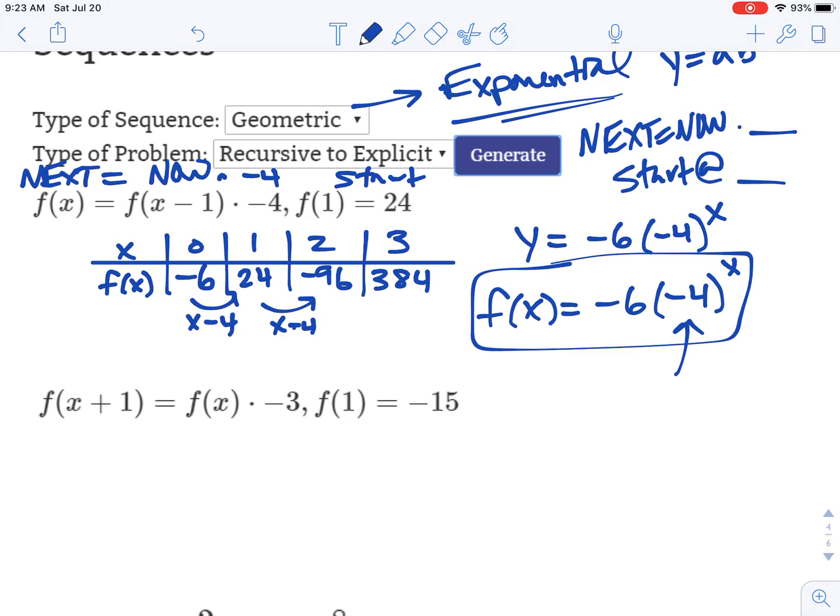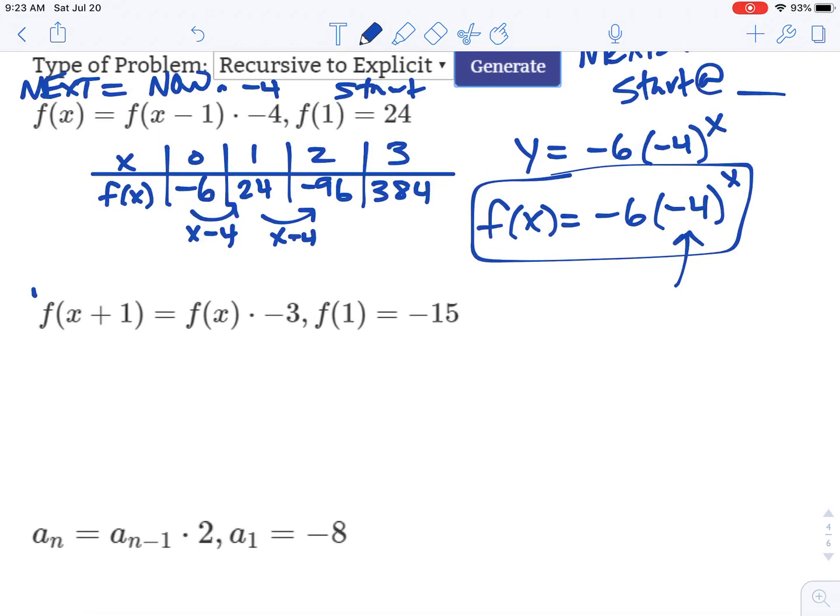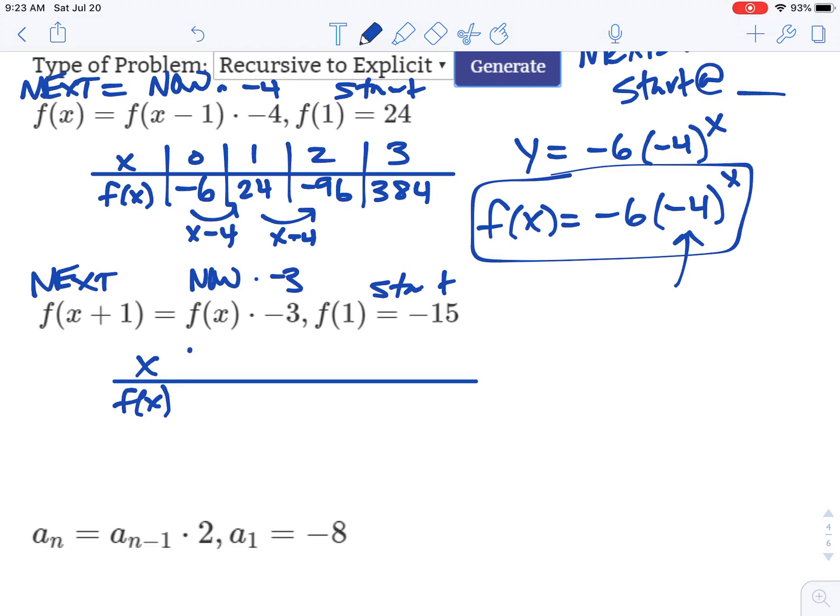For the next one, very similar, a little bit different notation. This is the next. This is the now times -3, and we're starting at -15. So we make our table, x and f of x. So our first term is -15. So our second term would be that times -3. Yep, times -3. There we go. So that would be positive 45.